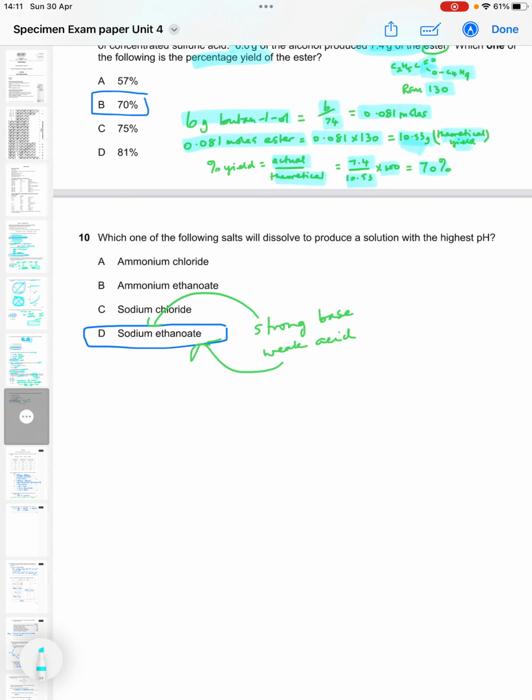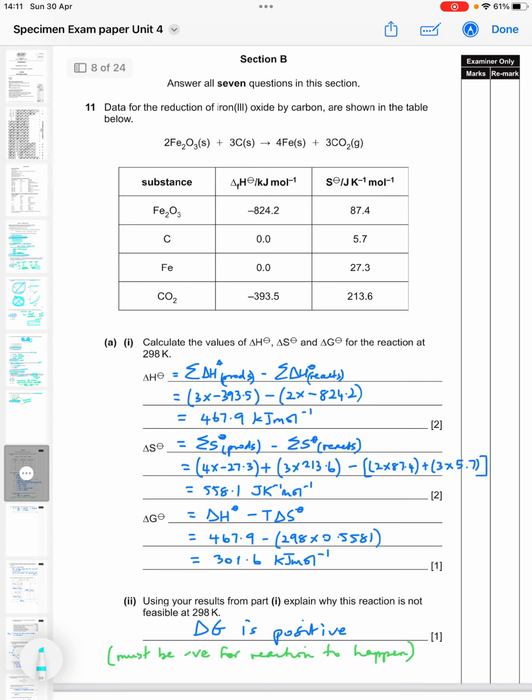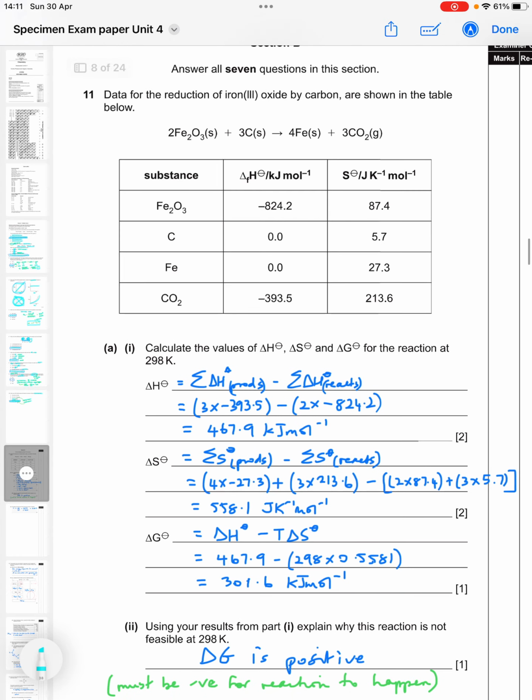And the final multiple choice question here, which one of the following salts will dissolve to give a solution with the highest pH? So we're looking for something which is a strong base and a weak acid. So looking down the list, it has to start with sodium, and the only one then from a weak acid is the ethanoates. The answer here is D, sodium ethanoate.